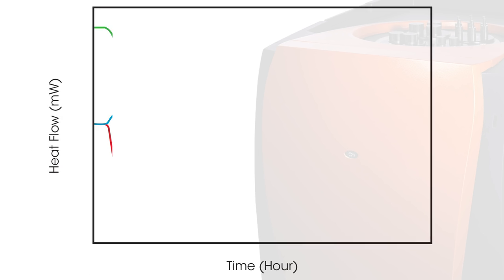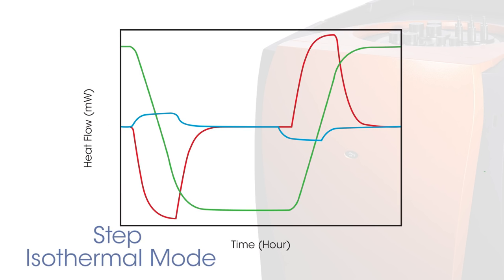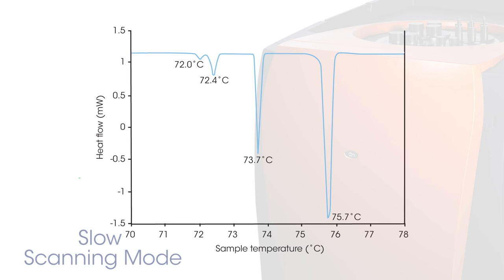Step isothermal mode, a powerful tool for measuring heat that is evolved or absorbed during both the stable isothermal phase and any discrete step temperature changing phases. And slow scanning mode, which provides the highest resolution for measuring thermal transitions in large samples and has the power to determine if a kinetic reaction is following an Arrhenius relationship.